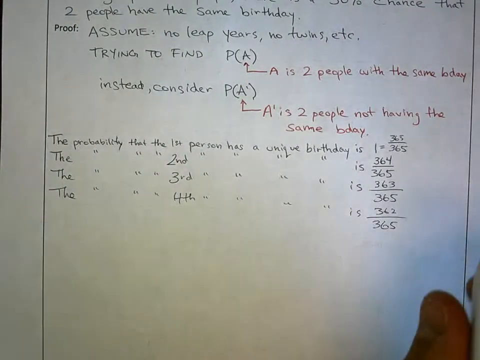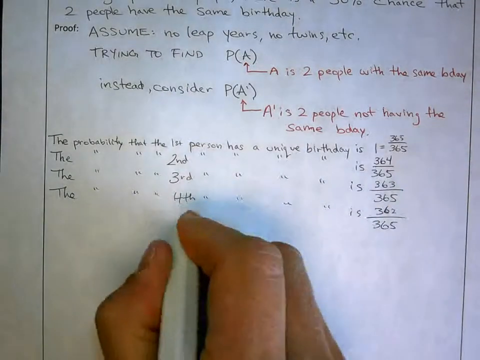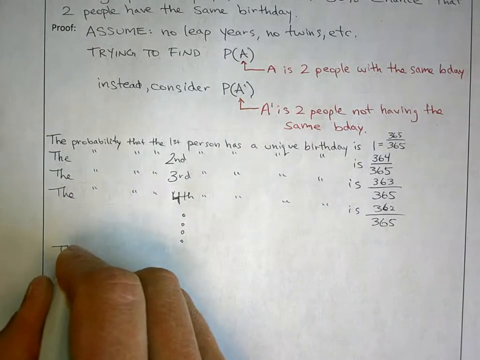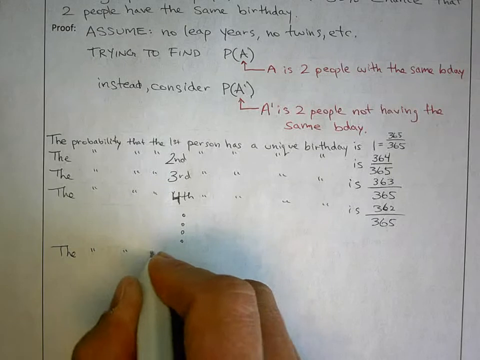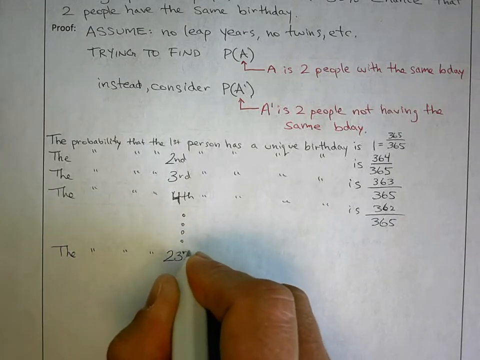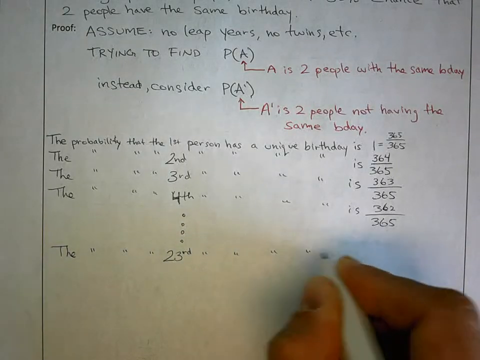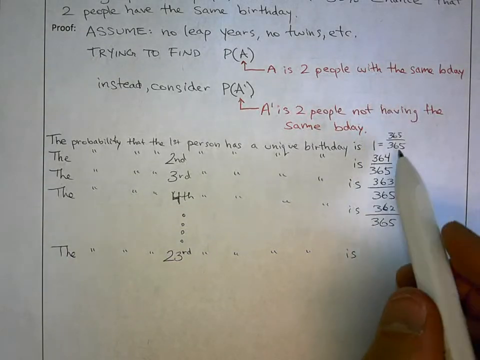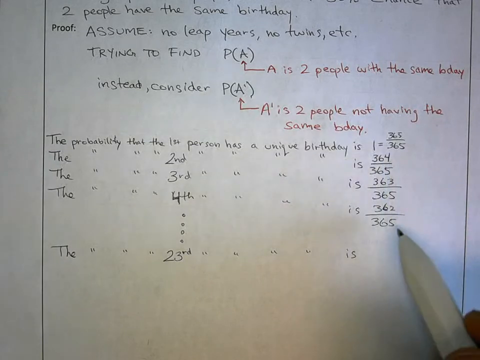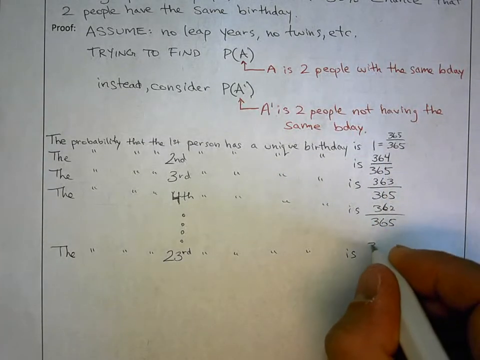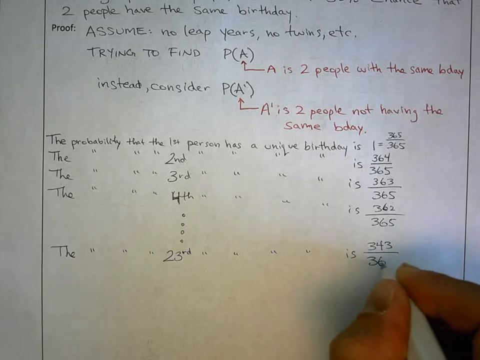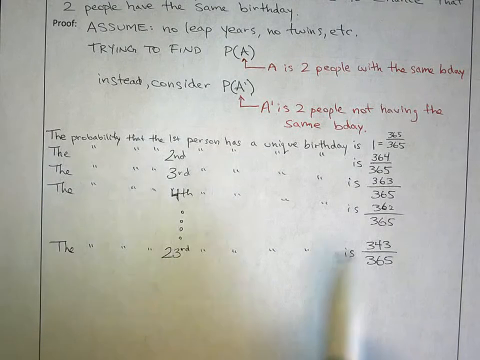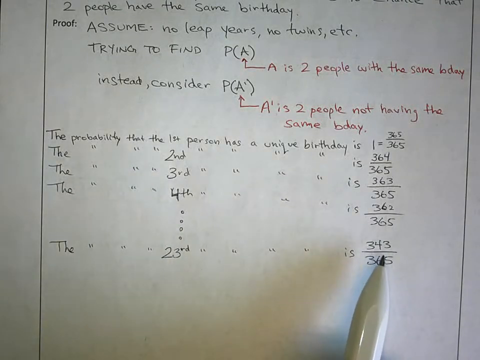Now, we were interested in looking at 23 people. So let's continue this process until I get the probability that the 23rd person has a unique birthday. For them, the first person, the second person, so I subtract 23 and add 1, and I get 343 divided by 365. Okay, so far we're in agreement, right? So even for the 23rd person, the probability of them having a unique birthday is pretty high.